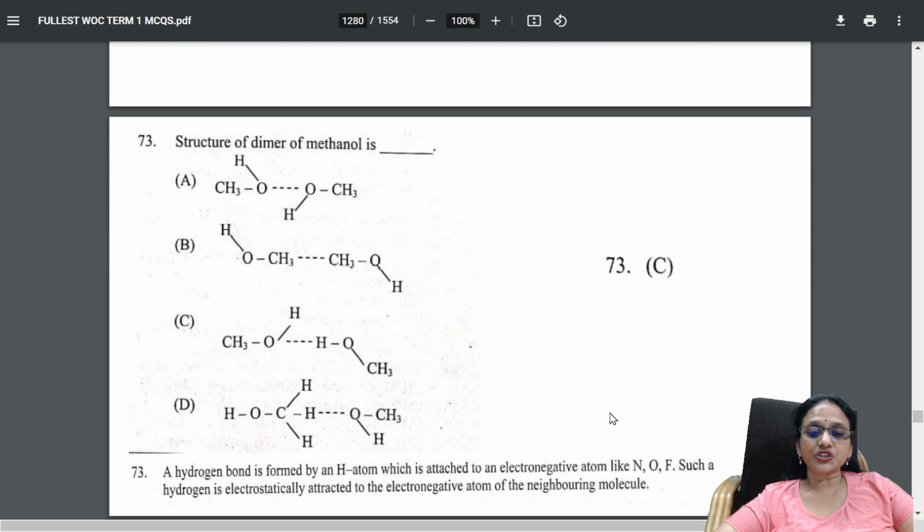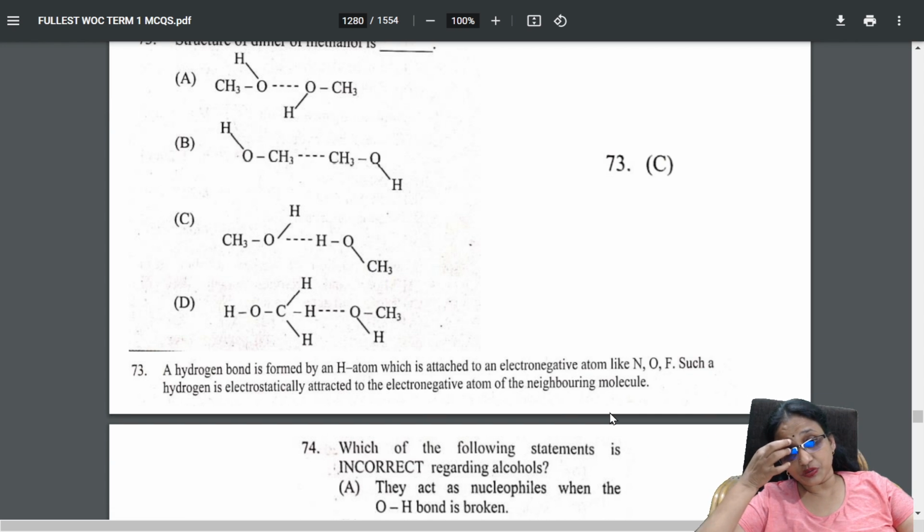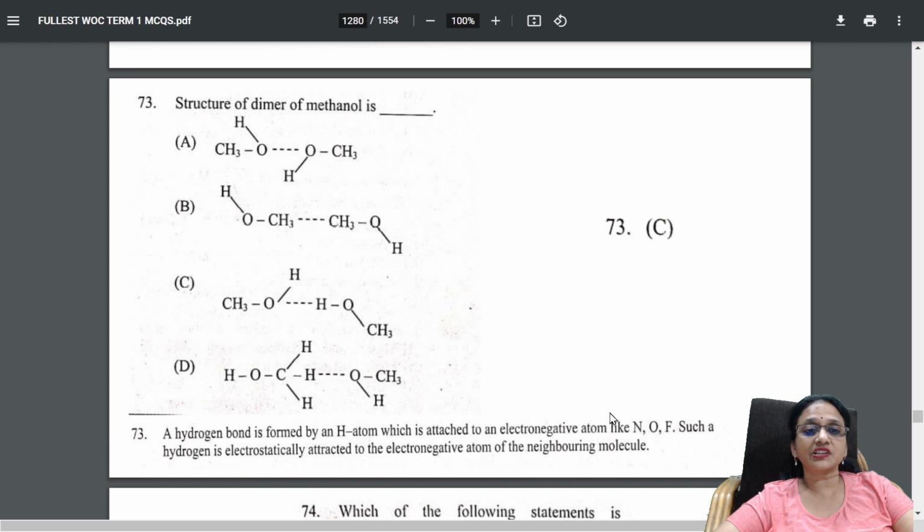So this is your formation of dimers and formation of hydrogen bonding, and why it is less. Why? Because of the hydrogen bonding. See, if hydrogen bonding is there, dimer formation happens, right? So the structure of a dimer means it is joining two molecules. So they're asking you, what is the structure of the dimer? Basically this one, where oxygen and hydrogen atoms are bonded.